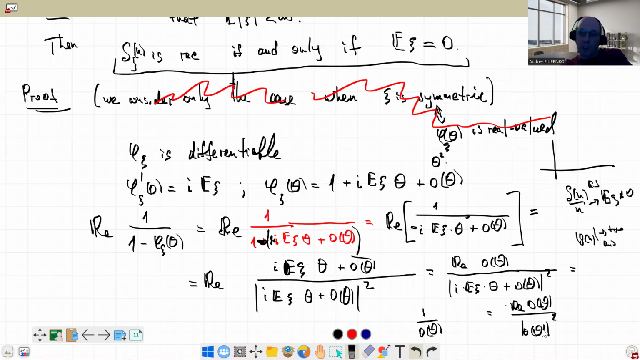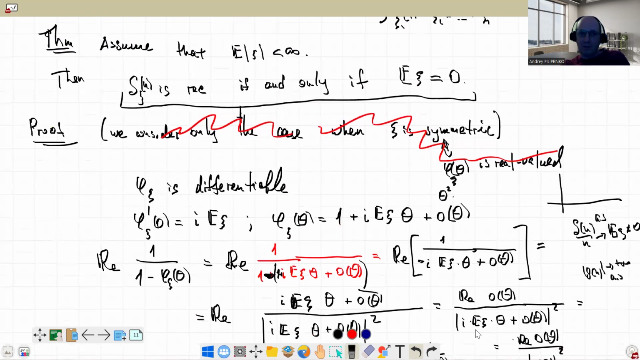Is the integral convergent or divergent? We don't know. If O of theta is real, then divergent, it's clear. But if it is complex, who knows? It is not obvious. And the last question is this: assume that expectation of xi is infinity. Is it possible that the random walk is recurrent? Well, the answer is yes, and you will have some exercises in the homework that sometimes expectation of xi is infinite, but nevertheless, the random walk may be recurrent.